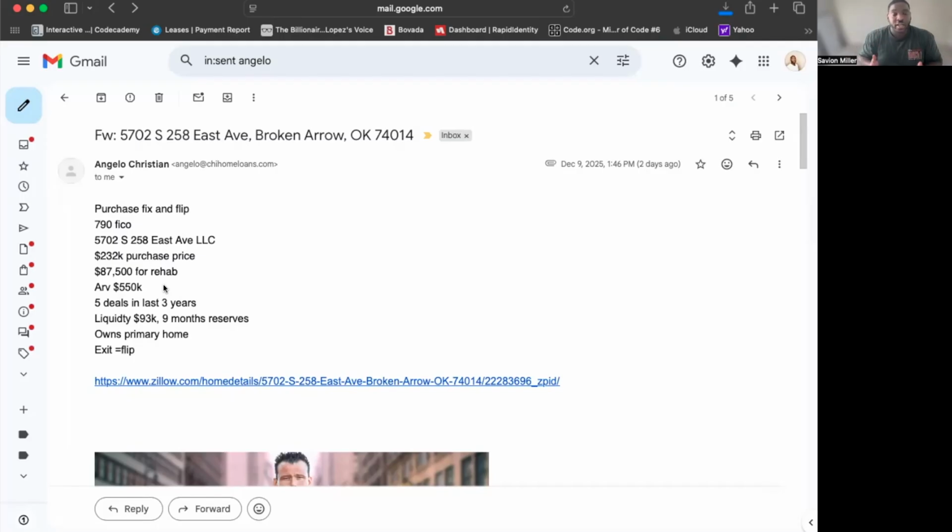So when you're trying to get private money, private money lenders are going to underwrite the deal, and then they're going to underwrite the borrower. So now that we got the scope of work for the deal, now let's look at the borrower. The borrower has a 790 FICO, love it. They've done 5 deals over the last 3 years, so 1, 2 deals a year. Okay, not bad. They're liquid $93,000. They own their primary home, and you can see the exit strategy here is to flip. Okay, I have everything that I need. So I take this information, I correct it, put it in the format that I like.